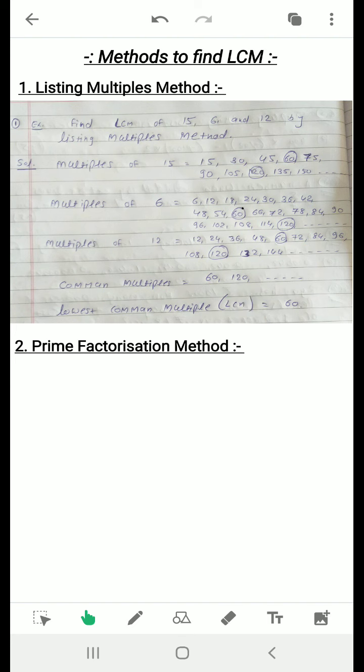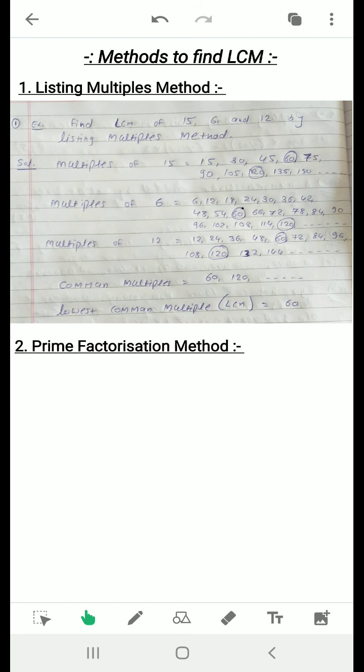There can be more common multiples also, because as we know, the multiples of any number are not limited, so we can write many more common multiples. So the common multiples of 15, 6 and 12 are 60 and 120. Out of these common multiples, we need to write the lowest common multiple, that is LCM. The lowest means the smallest common multiple, which is 60. So the LCM of these 3 numbers will be 60.